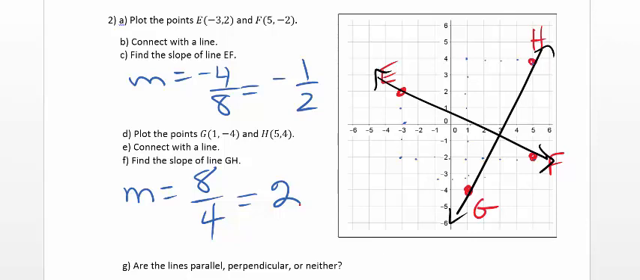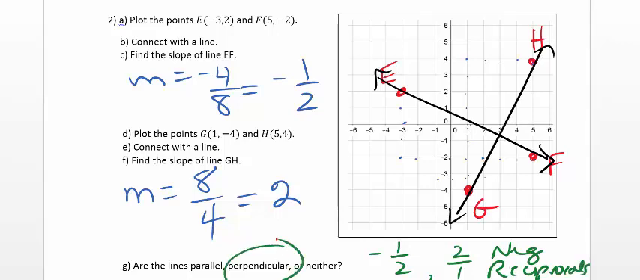Now if I were to look at these two slopes and compare them, the first slope is -1/2. If I were to flip around the 1 and the 2, it would be 2 over 1. If this first slope is negative, the second slope here is positive. These two are negative reciprocals of one another. And because they're negative reciprocals, I can see that these lines are perpendicular. So not only do they look perpendicular, but we proved it by comparing their slopes.